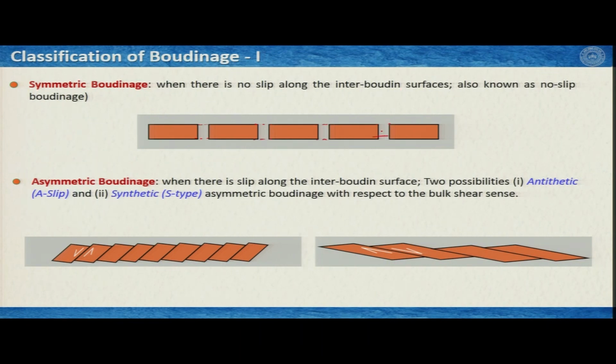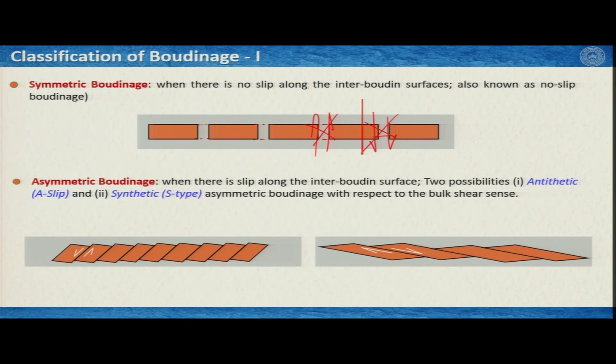Okay. So, there was no slip along this or anyway. So, these things were absent. So, therefore, these are known as symmetric Boudinage, and sometimes we also call them no slip Boudinage. Asymmetric Boudinage is exactly the opposite, when you have a slip along the inter-Budin surfaces.